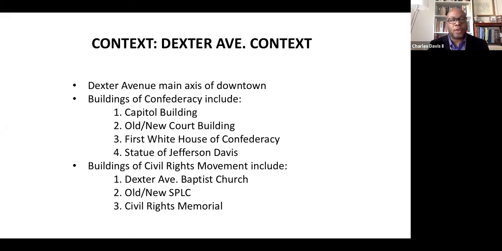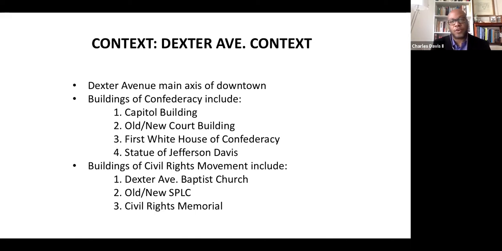And then there are the old and new courthouse buildings, where a lot of the civil rights cases were tried and discussed. And in terms of the civil rights movement, one of the main buildings, which you've likely read about, was the Dexter Avenue Baptist Church, which later became known as the King Memorial Baptist Church, because that was a church that took on Martin Luther King Jr. as their clergyman.